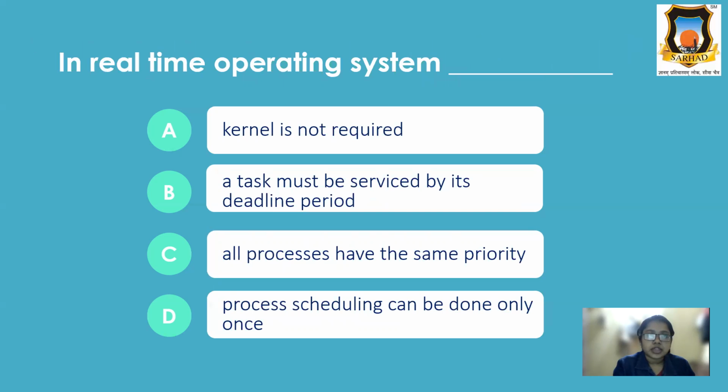Next question. In real-time operating system, option A, kernel is not required. Option B, a task must be serviced by its deadline period. Option C, all processes have the same priority. And option D, process scheduling can be done only once. And the answer for this question is option B, a task must be serviced by its deadline period.